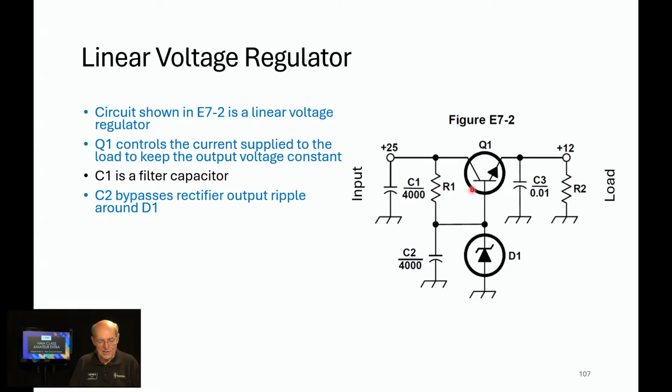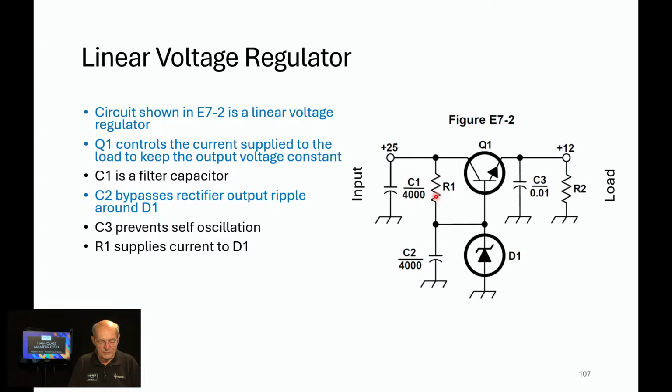Now, because a transistor is also an amplifier, if there was any hum on the base, you wouldn't want that to be superimposed on the output of the transistor. So C2 bypasses any impurities from the source around the diode so that it won't affect the reference for the linear voltage regulator. C3, they don't ask about. It prevents self-oscillation.